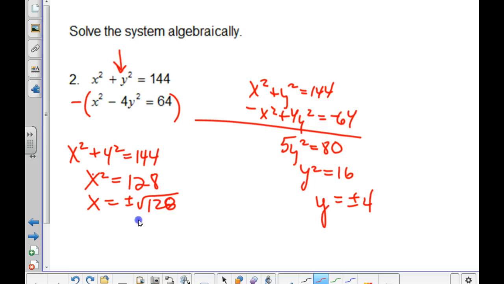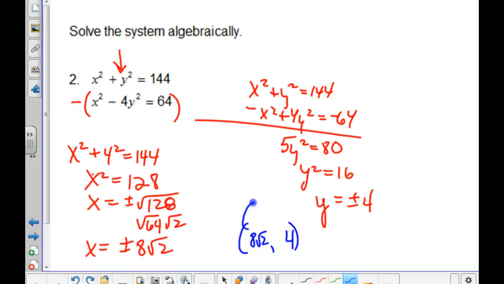128 is 64 times 2, so if I were being a fuddy-duddy picky mathematician, I would say 8 square roots of 2. Now, remember, I put a positive 4 in to get that. So it could be 8 square roots of 2 and a 4, or negative 8 square roots of 2 and a 4. Now, what if I chose to put the negative 4 in? Is it going to change? No. So I get negative 8 square roots of 2, negative 4, and positive 8 square roots of 2, negative 4. Yeah, I can't write.